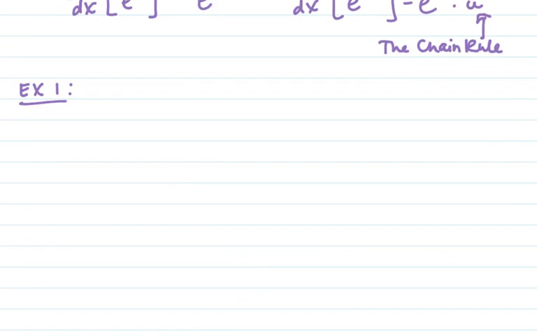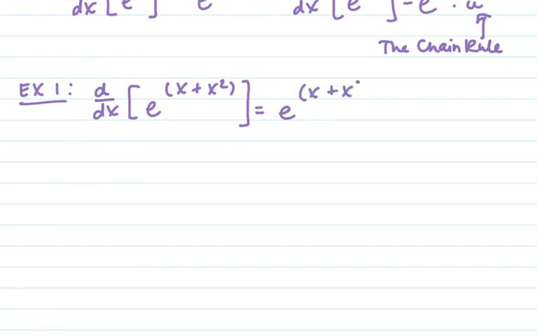Okay, so for example 1, we're going to find the derivative of e to the x plus x squared. Again, it is its own derivative, so we leave it, because the derivative of the outside function e to the x is just e to the x. Then we multiply by the derivative of the inside function. Here it's super important we use parentheses because it's got multiple terms. The derivative of x is 1, and the derivative of x squared is simply 2x.